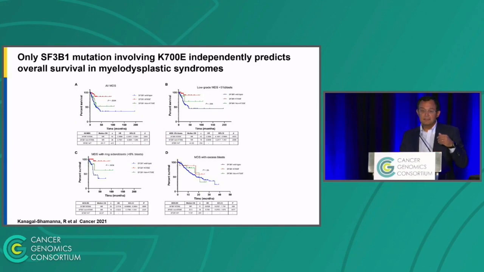Now, there is complexity here. One is actually the codon. This is nice work by Dr. Kanagal, where she went deep into this SF3B1. We call it all good, but it turns out actually that maybe only one of the codons, this K700E, is really associated with a very good prognosis. Maybe the others are not that good.